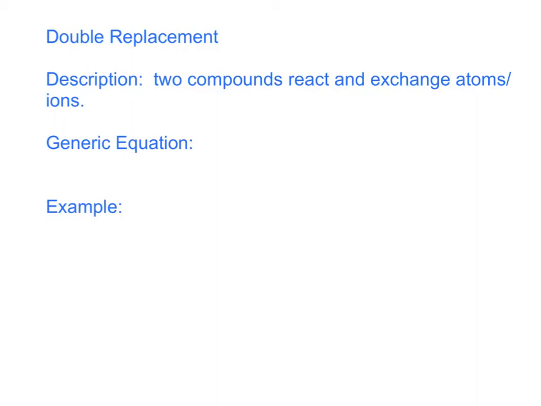So what would the generic equation be, Mr. Hunter? Let's go with AB plus CD yields AC. No, AD plus CB. Let's try that again. And why did I reverse the order? Because the C would be the positive cation, and the cation always comes first in the formula.